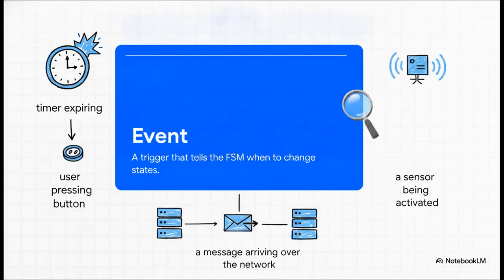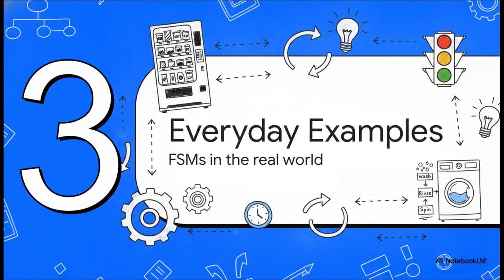And that leaves the third component, the event. An event is a specific trigger that actually makes the transition happen. It tells the FSM, hey, it's time to change states. Now, what's really fascinating here is how varied these events can be. We're talking about a timer expiring, you pressing a button, a physical sensor getting tripped, or even a message coming in over a network. Put them all together, the state, the transition, and the events, and you've got this perfect continuous decision loop. Which brings us to part three, everyday state machine examples.